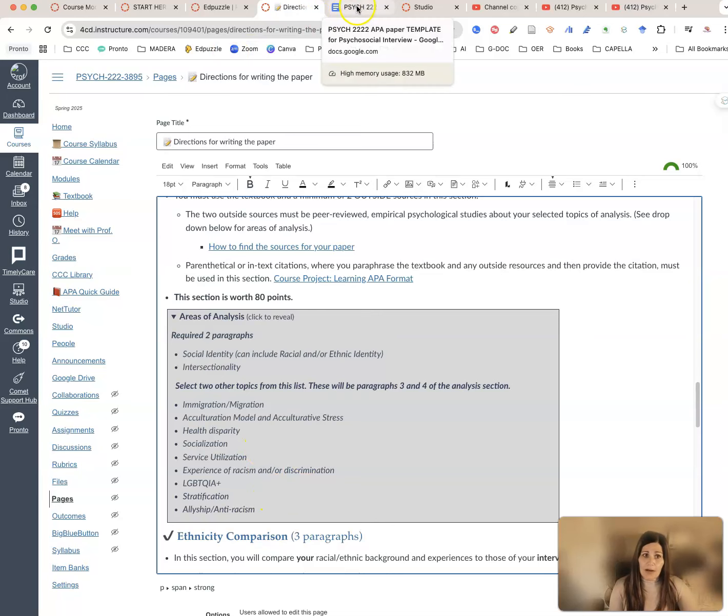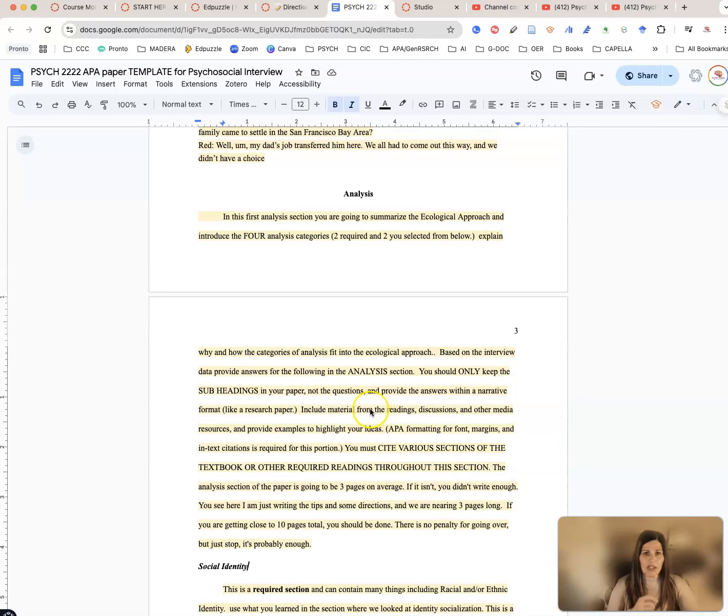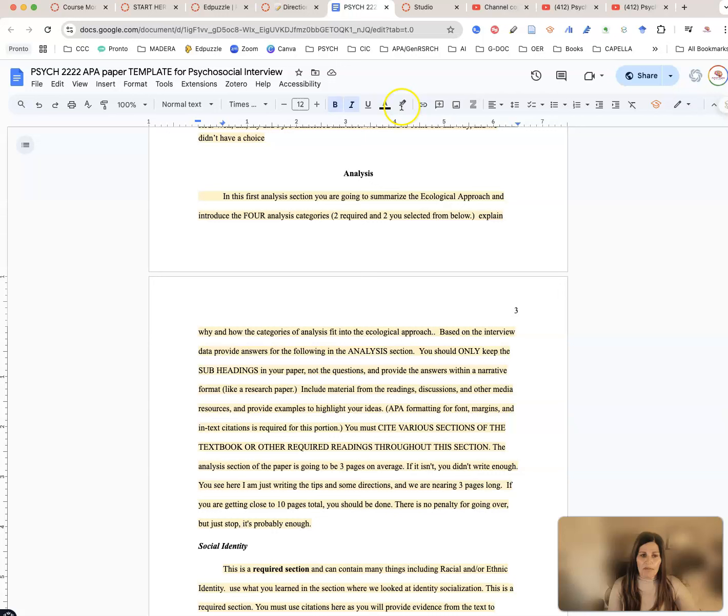So I'm going to go to the template now because I want to go over this section. Now, I did not talk about this in the overview of the course project to this detail, so we will spend a little more time on this now. Under the header of analysis, you have a short introduction section. In this section, you are going to summarize the ecological approach. Now, you may or may not remember this was covered in chapter 1 of our book. So you will need to go back. You will need to cite the textbook when you paraphrase information about introducing what is the ecological approach that is used in the APA multicultural psychology guidelines.